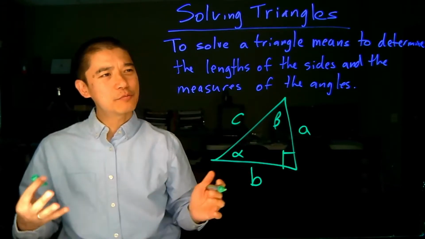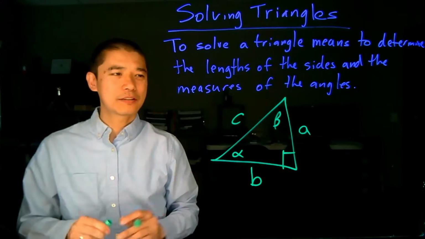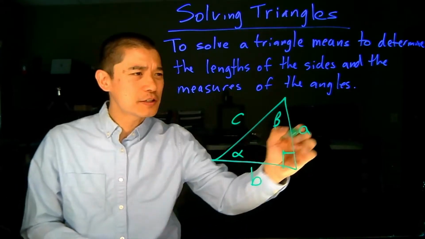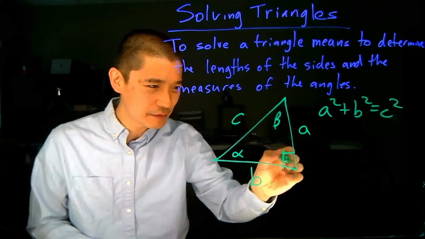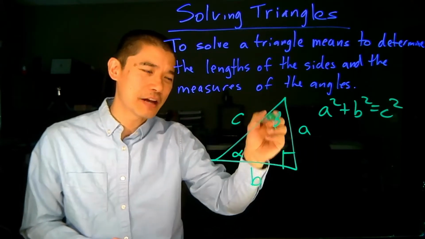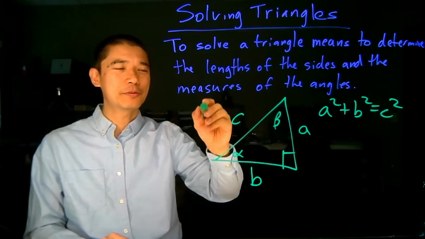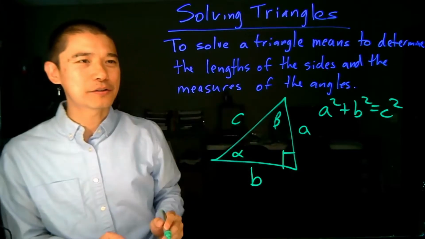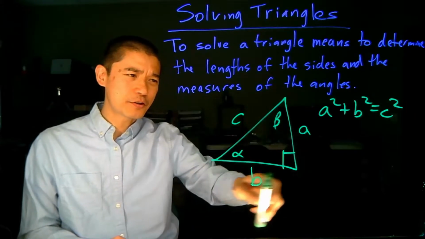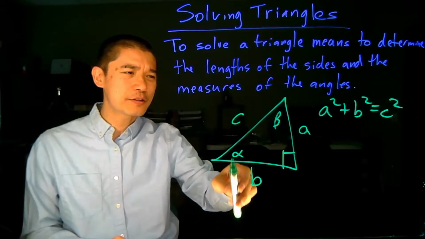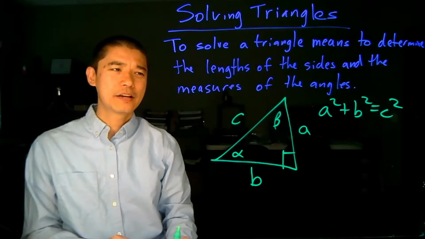And so the question is, well, what techniques do we have to use with this? Well, there are two things. First thing is we have the Pythagorean theorem. A squared plus B squared equals C squared, right? The sum of the squares of the lengths of the legs of the right triangle is equal to the square of the length of the hypotenuse. So A squared plus B squared equals C squared. This helps you determine the length of the third side if you're only given two of the sides.